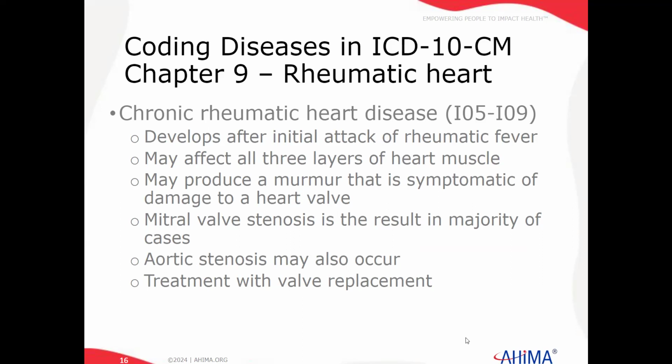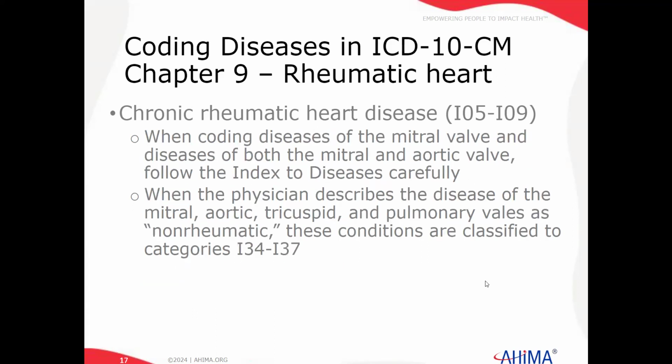So basically, this happens after an initial attack of rheumatic fever and leaves lasting effects that can, in fact, affect all 3 layers of the myocardium and produces a murmur that's very distinct and shows damage to a heart valve. These are the patients that need to have mitral valve surgery, along with aortic valve replacements. Chronic rheumatic disease is coded in I05 through I09, excuse me.